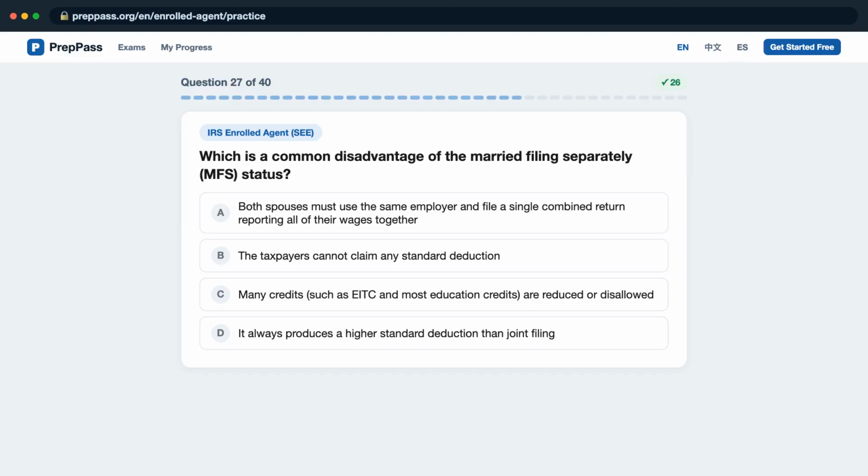Question 27. Which is a common disadvantage of the married filing separately, MFS status? Is it A, both spouses must use the same employer and file a single combined return reporting all of their wages together? B, the taxpayers cannot claim any standard deduction? C, many credits, such as EITC and most education credits, are reduced or disallowed? D, it always produces a higher standard deduction than joint filing?